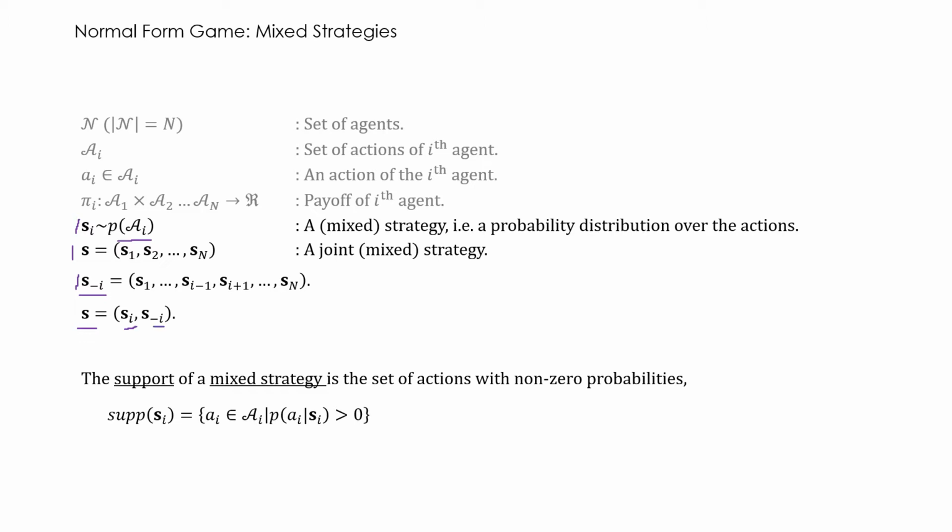The support of a mixed strategy is this, which is equal to the set of all actions available to agent i such that the probability of the agent picking action a i, in this mixed strategy is strictly greater than 0.